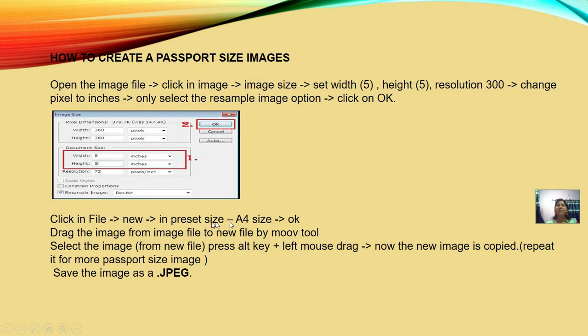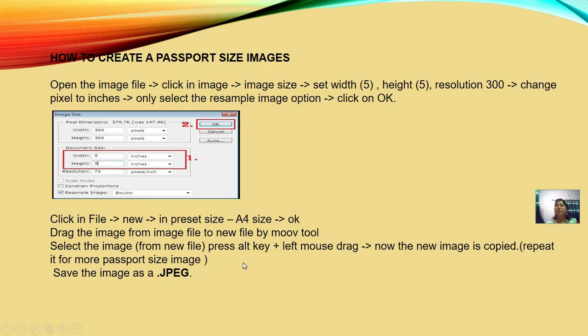In preset size, set the paper size as A4. Then OK. Drag the image from the image file to the new file with the Move tool. Then select the image in the new file. Press the Alt key plus left mouse button and drag, and now you will see a number of new images displayed on your A4 size paper. You have to repeat this process to copy by pressing the Alt key and left mouse button.